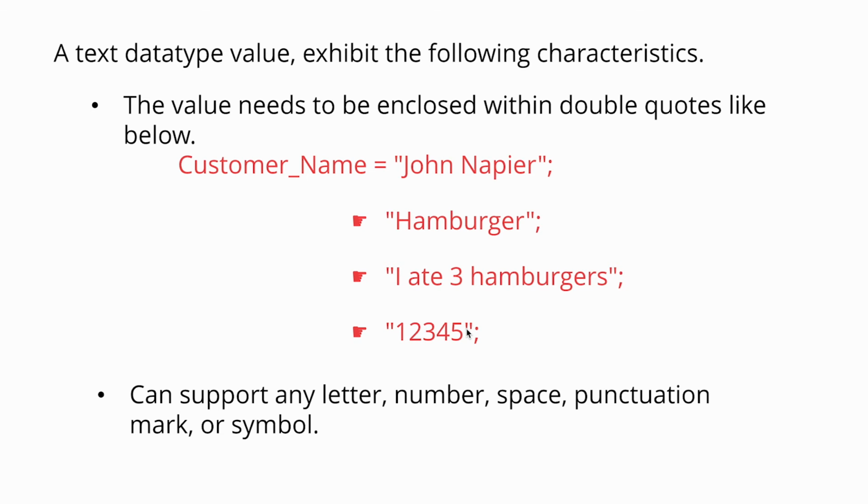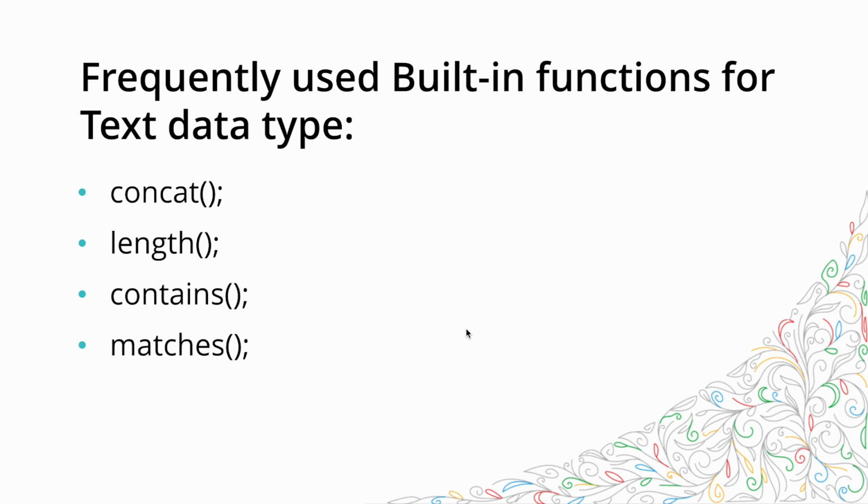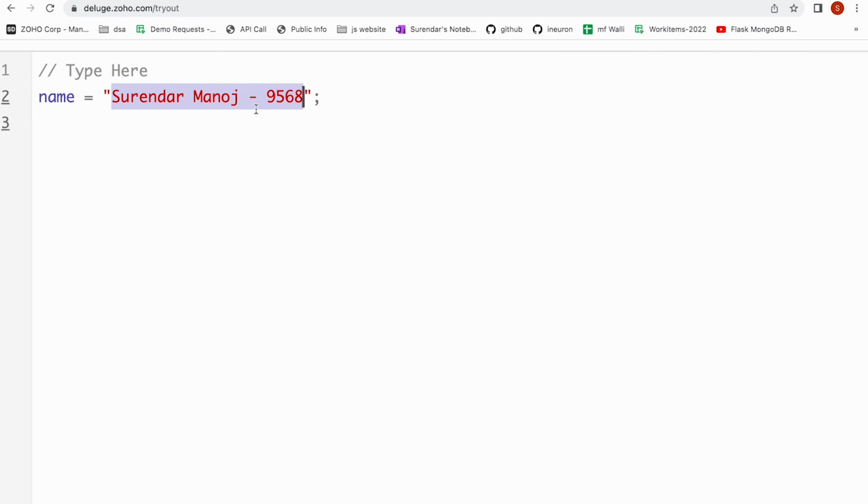It can support any letter, number, space, punctuation mark, or any other symbol. And whenever we want to include a double quote inside that text data type, we can simply go ahead and give an escape character. For example, I would like to say, hi, I am, and I want to provide double quotes here and say Surinder Manoj. Now if I try to execute that script, I'll get an error.